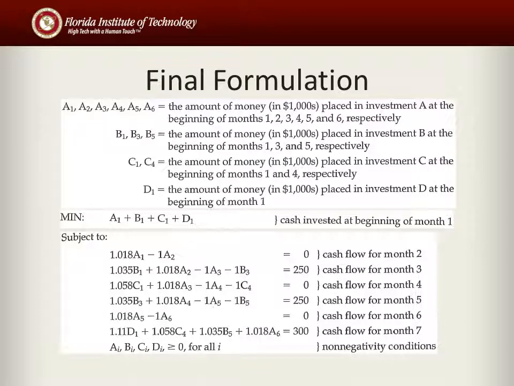The final formulation is this one. We have our decision variables. We have our objective function, which is a minimization problem of the upfront money. And we have our series of cash flow constraints for all of the months. We clearly define here what the decision variables are. So this is the final formulation for this problem.